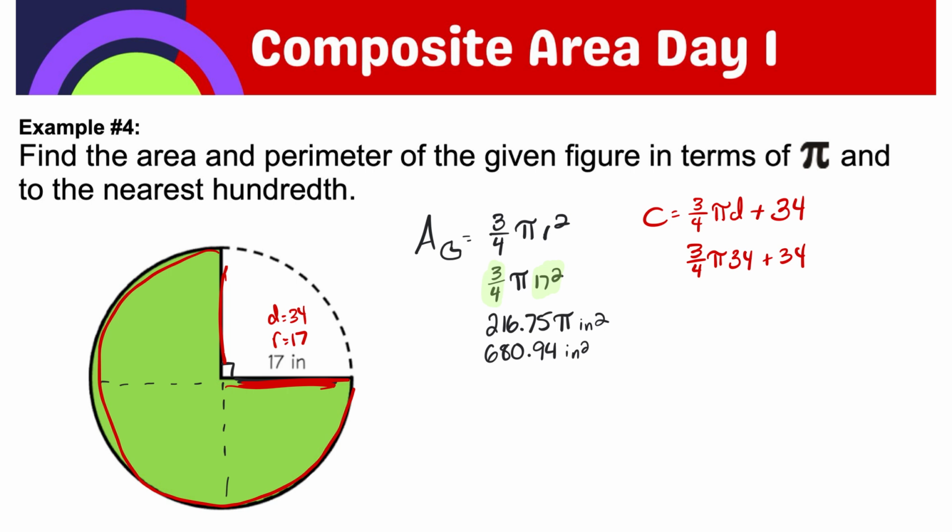Now, this is a little challenging, so if you're struggling with this, don't worry. We're going to be working more on this again tomorrow. But again, 3/4 of 34 is going to be 25.5 pi plus 34. This is actually how you would leave your answer in terms of pi, but we're not going to leave it like that. Taking that final answer and typing it into the calculator, our final answer is going to be 114.11 inches. And again, if you struggled with finding the perimeter of this figure, don't worry, we will work on this again tomorrow.